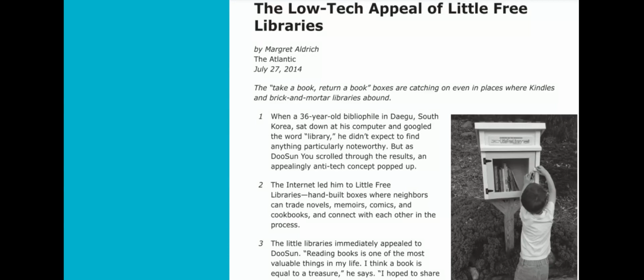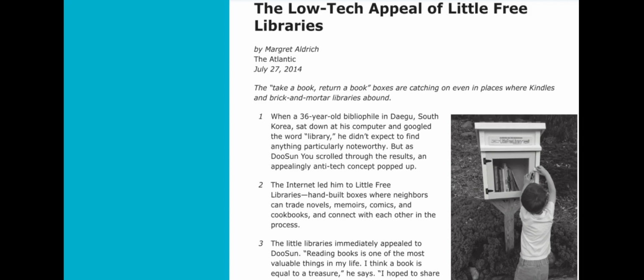This is another example of a text that appeared on this same STAAR test. It is called The Low-Tech Appeal of Little Free Libraries. From the title alone, you might have already inferred that this is a piece of nonfiction, at the very least. This doesn't seem like it would be the title of a narrative piece, right? It comes across as informational.